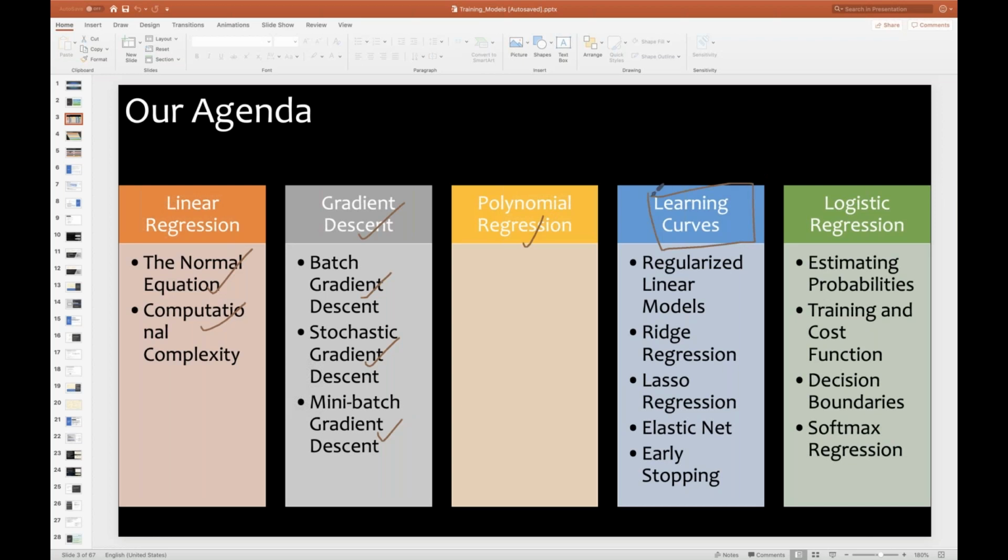When I say we are covering a part of learning curves, we are not covering the regularized linear models. We are only covering this part. I think I'll have to finish this one by tomorrow, but it looks like it will take some more time. Maybe by Saturday I should be able to complete it.